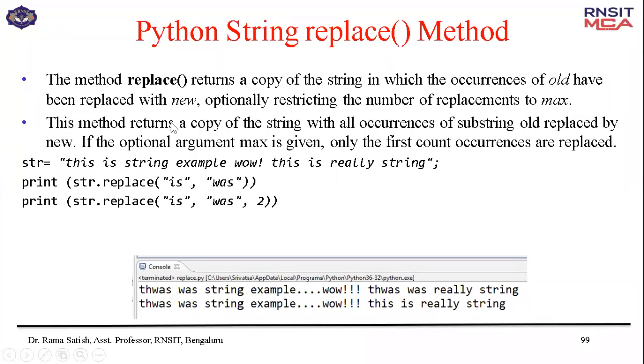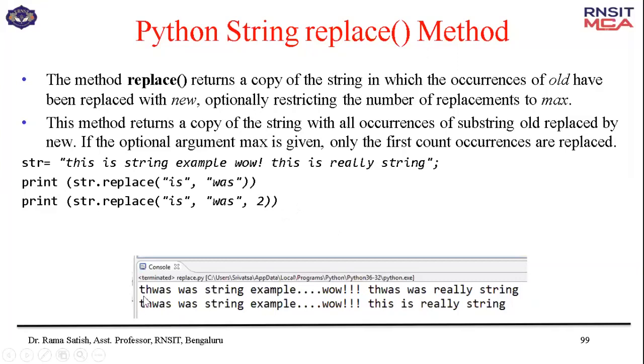You can see this method returns a copy of the string. The original string is not altered. The copy is created. If you assign it to the same string, then the old contents will get erased. If the optional argument max is given, then two counts of is are replaced with was in the second case.